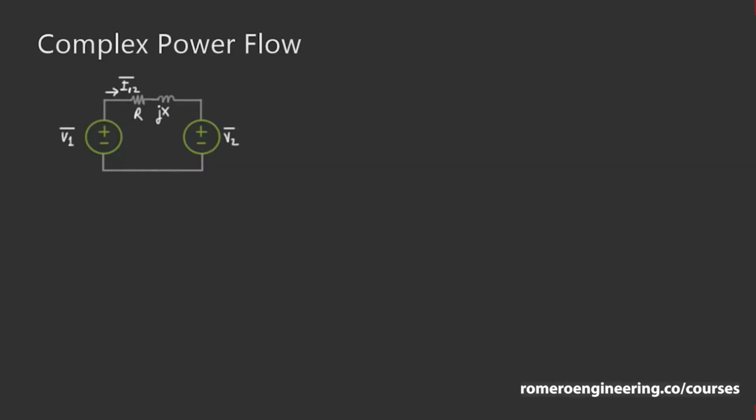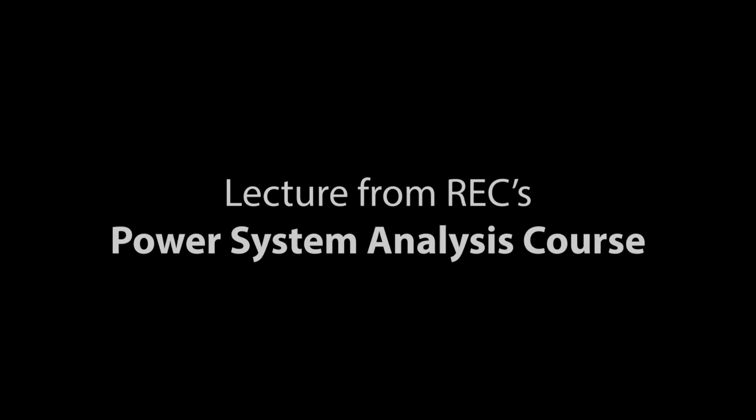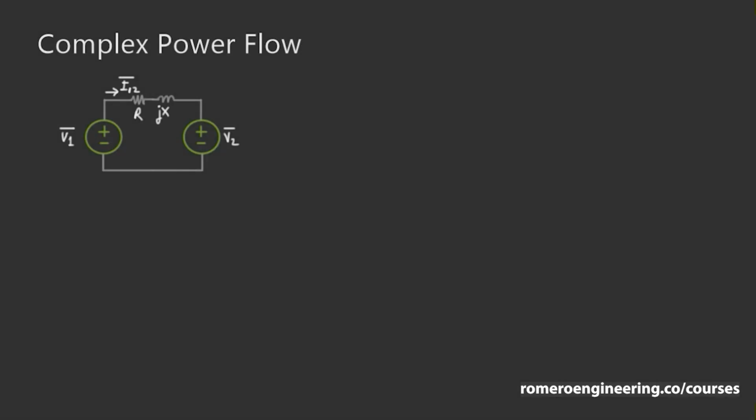In this lecture, we're going to be talking about complex power flow. So when we talk about complex power flow, what we mean is the flow of apparent, real, or reactive power through a transmission line or a distribution feeder or some type of connection between two sources.